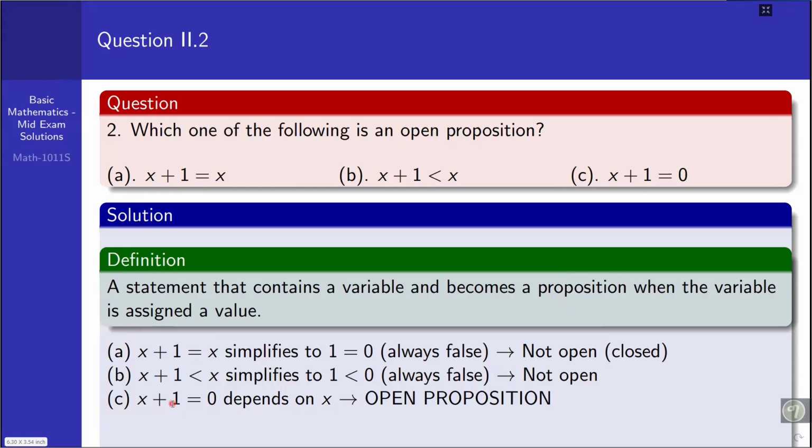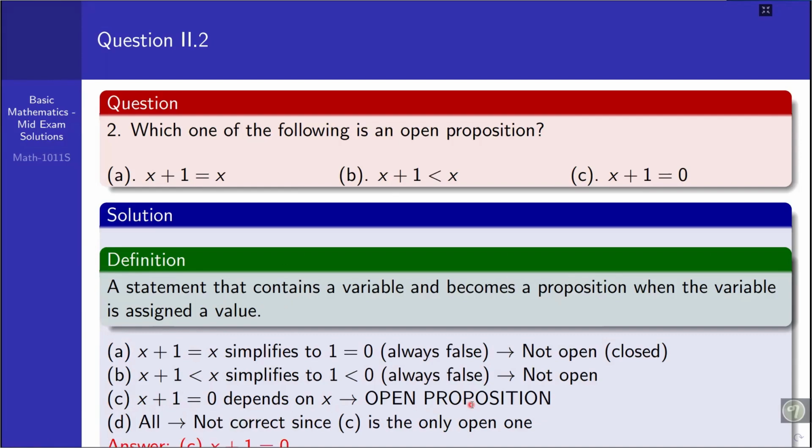Therefore, this proposition satisfies this definition. Therefore, this is an open proposition. Therefore, the answer for this statement is C. Since all are not correct and C is the only one, C will be the correct answer for this problem, or simply this question.